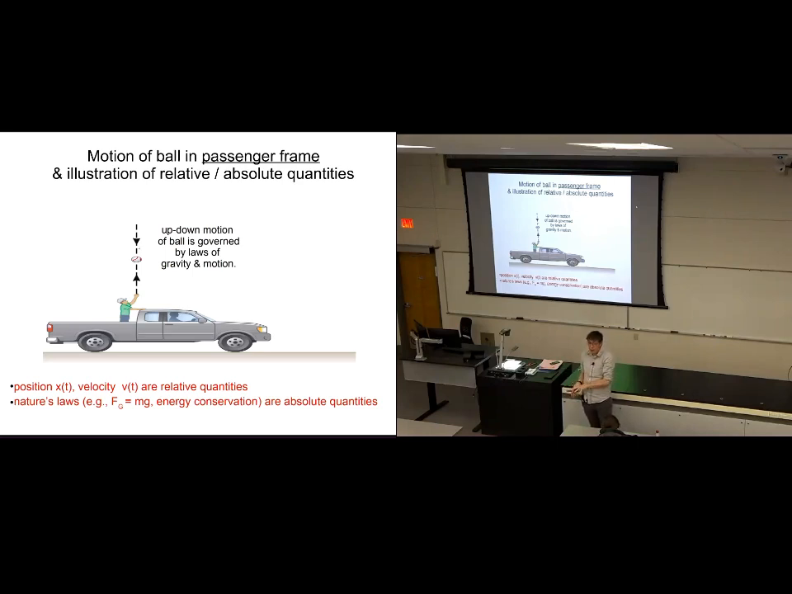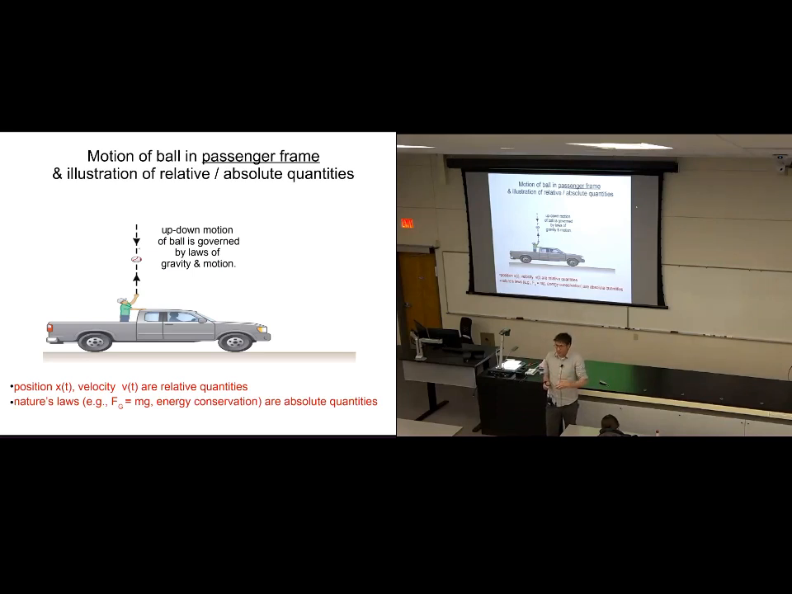We're going to see that those quantities, the position of the ball and the velocity of the ball as a function of time, that describe the trajectory of the ball, will change from reference frame to reference frame, between, for example, passenger and pedestrian reference frames. So the position of the ball and the velocity of the ball are examples of relative quantities. There are other things, though, that are absolute, invariant quantities in this picture.